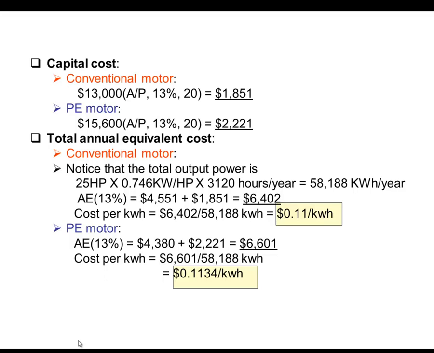The annual equivalence worth, or capital cost, for each will be calculated through the formula where we have the initial cost, $13,000, and that's the P, or the principal amount. So 13,000 multiplied by A given P with 13% and 20 the number of periods, that will be $1,851, while for the PE motor it is $2,221.